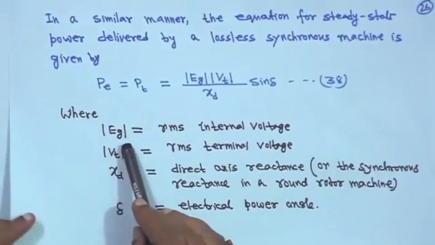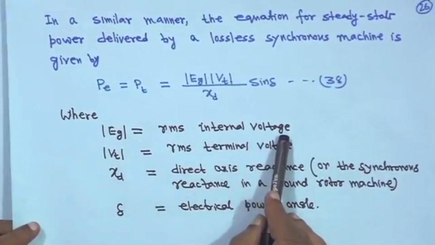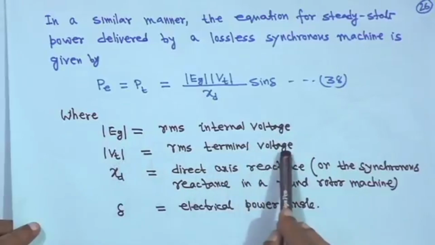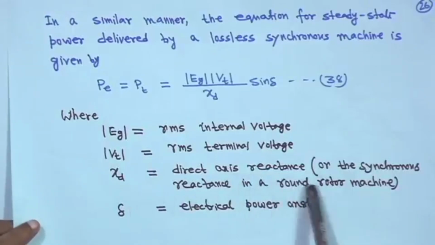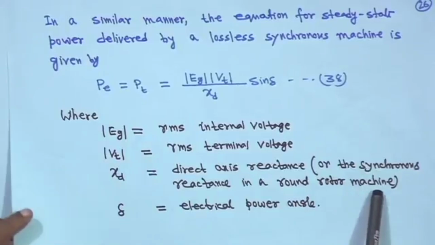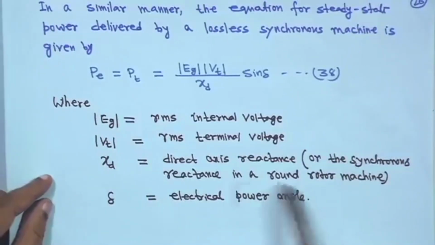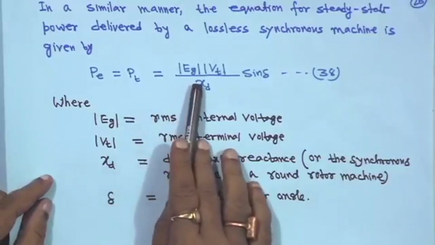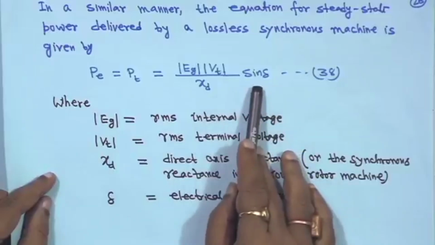Where magnitude E g is the RMS internal voltage of the synchronous machine, magnitude V t is the RMS terminal voltage of the synchronous machine, and x d is equal to the direct axis reactance, or the synchronous reactance in a round rotor machine, and delta is equal to the electrical power angle. So, P is equal to P t is equal to magnitude E g magnitude V t upon x d sin delta.